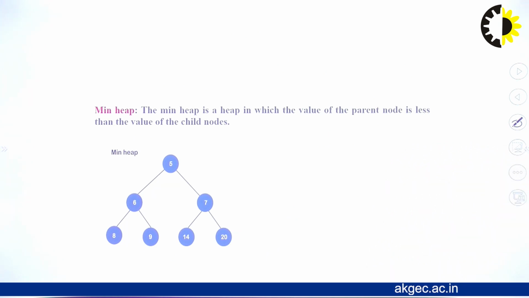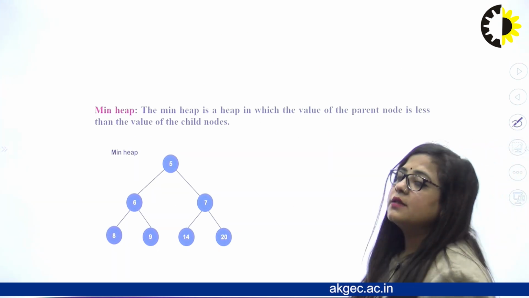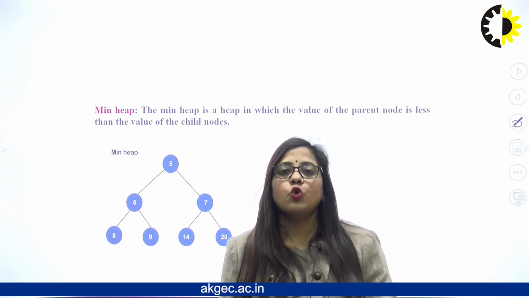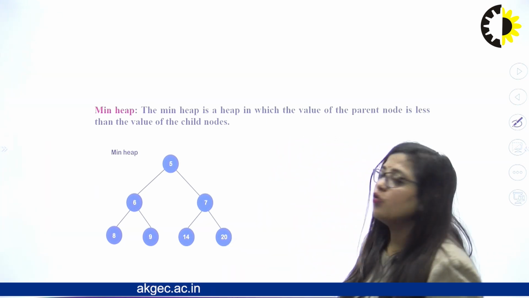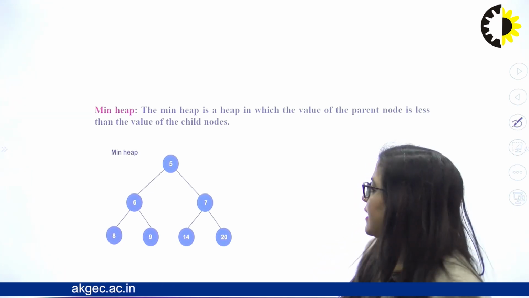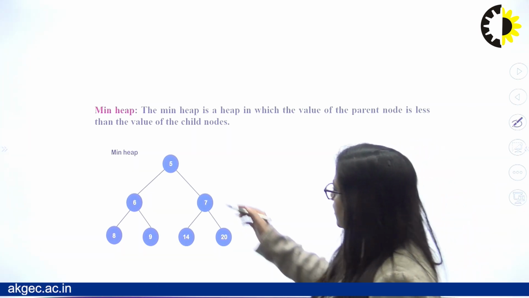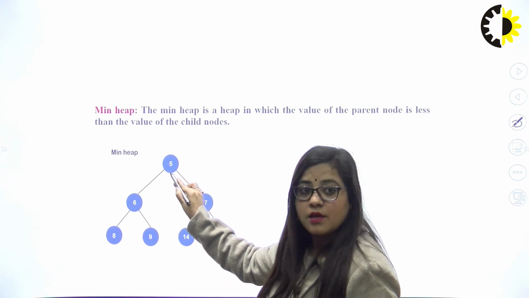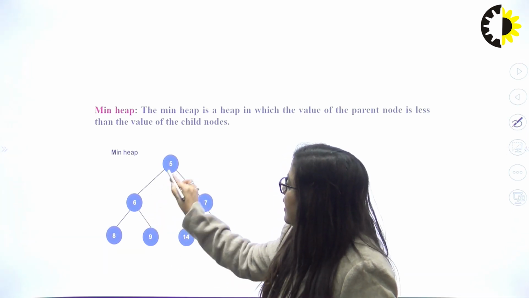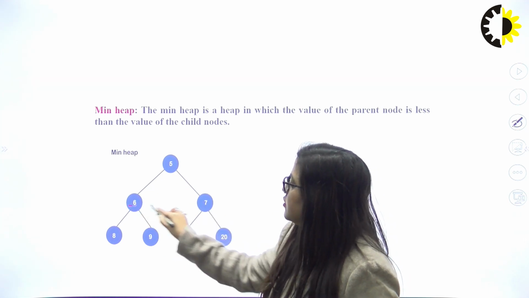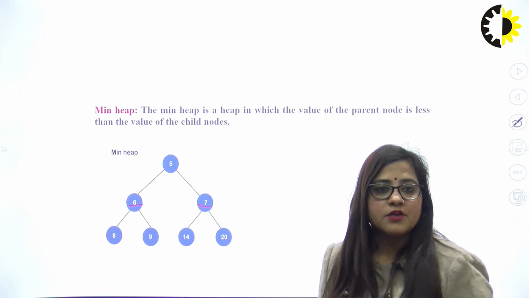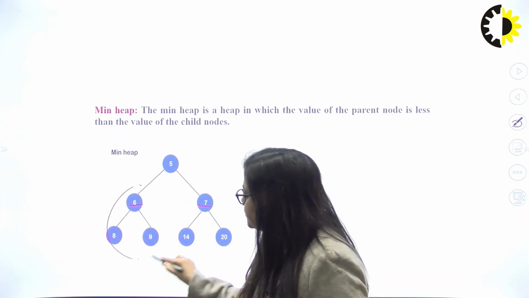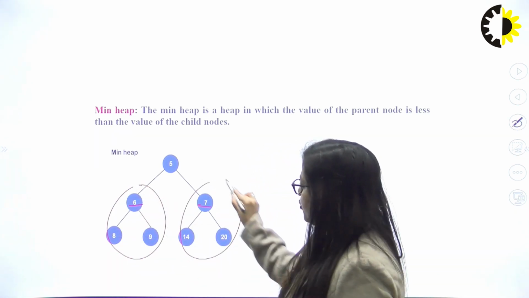Now the second is the min heap. A min heap is a heap in which the value of the parent node is less than the value of the child node. Let's suppose here the parent value is less than the child nodes. 6 and 7 are greater than the parent. Then again check this node and this node.